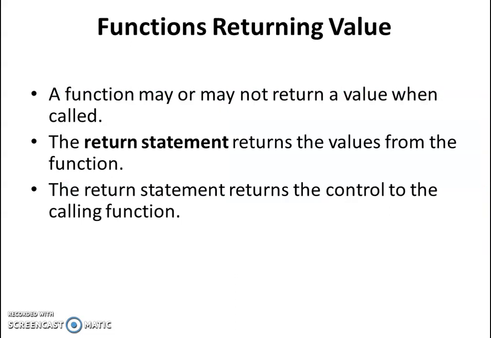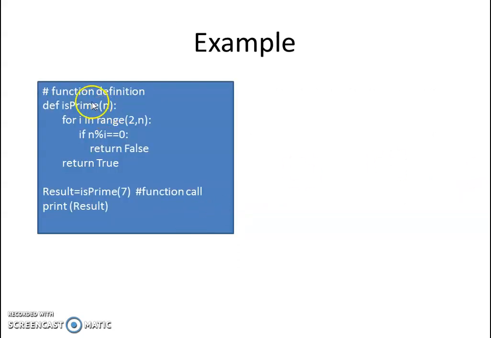A function can also return a value, and to return a value we use the return statement inside the function, and the return statement returns the control to the calling function. So let's see it in one example. Here we have a function definition. The function name is prime and it takes one parameter, then colon, and inside we have a for loop. We are checking whether this number is prime or not. If the condition is true, we return false, meaning the number is not prime, and if the condition is not true, then we return true.